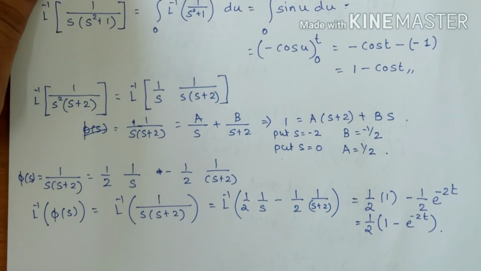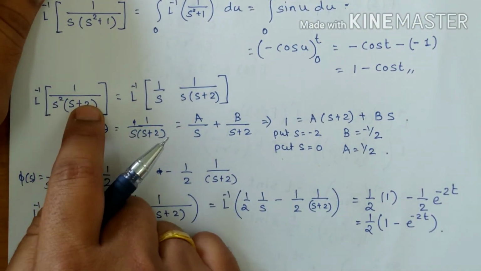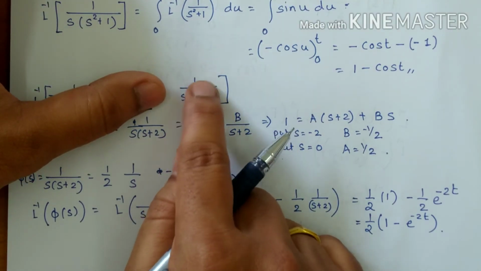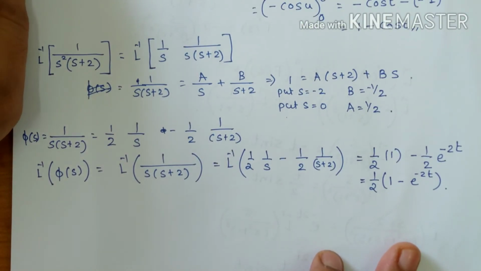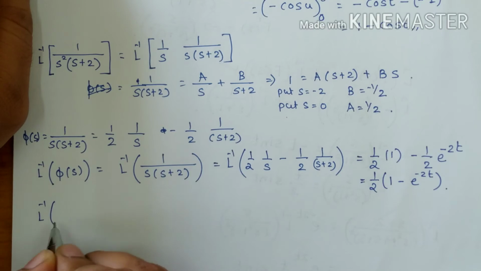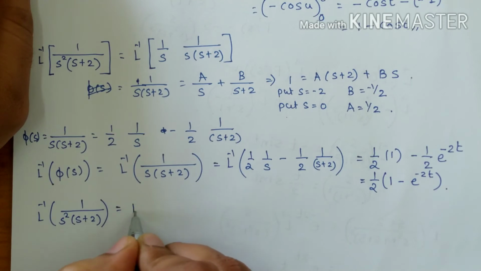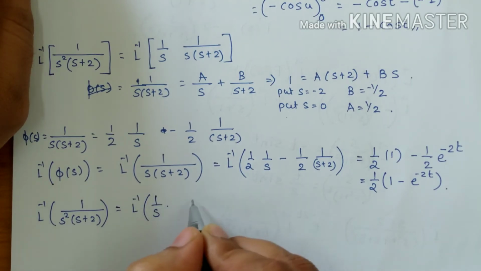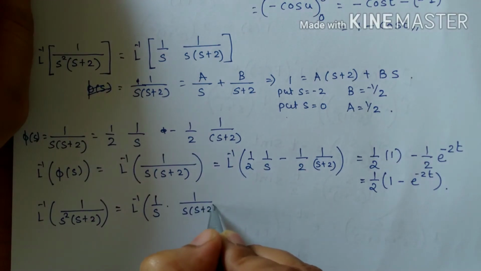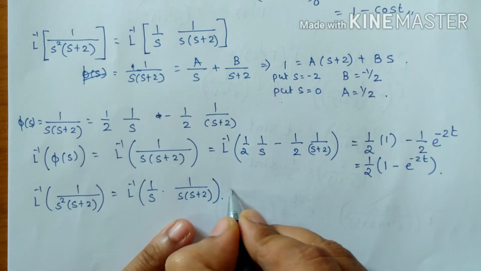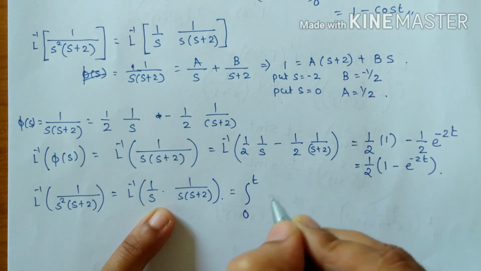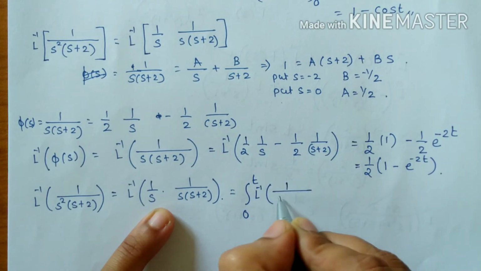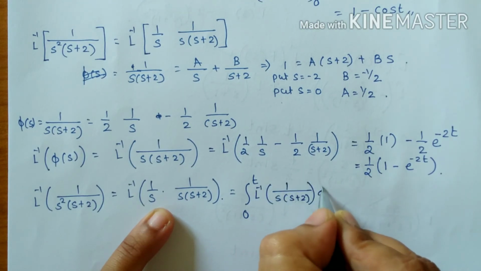Fine. Now we have to find out the inverse Laplace of this particular, and we have just calculated the inverse Laplace of this phi of s term. So let's apply our property, that is use of integration of f of s. Inverse Laplace of 1 upon s squared into s plus 2, that is L inverse of 1 upon s into 1 upon s into s plus 2, is equal to integration from 0 to t of L inverse of 1 upon s into s plus 2. Integration is with respect to u.